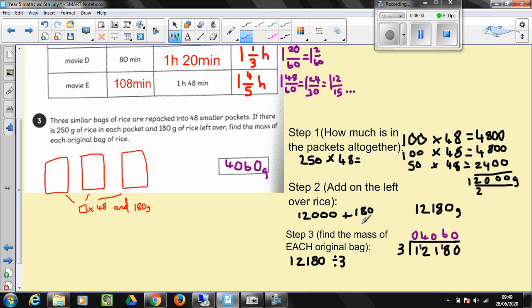Then I had to add the leftover rice back on. That was 180 grams. That gave me the total of all 3 bags. The question asked though, what was each original bag? So I had to divide my answer by 3. That was a tricky question because you could have easily missed out any of the steps. Hopefully you can see how it works now though.